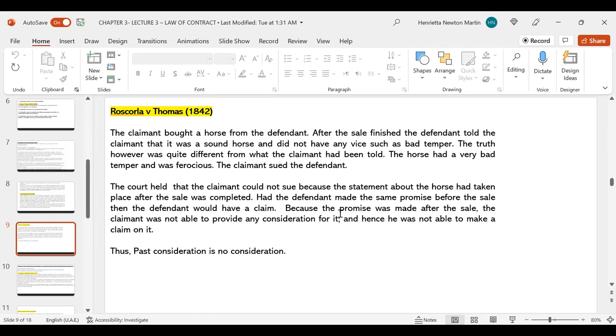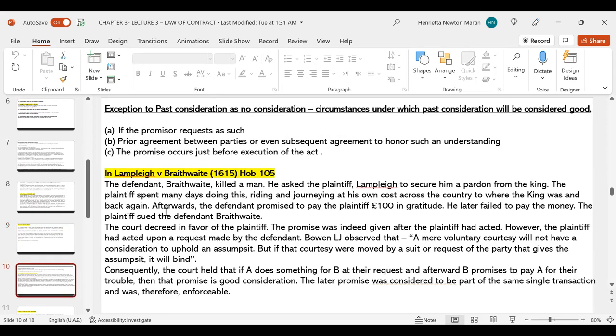The court held that the claimant could not sue because the statement about the horse was made after the sale was completed. Had the defendant made the same promise before the sale, the claimant would have had a claim. Here, because the promise was made after the sale, the claimant was not able to provide any consideration for it, and hence he was not able to make a claim on it. Thus, past consideration is no consideration.